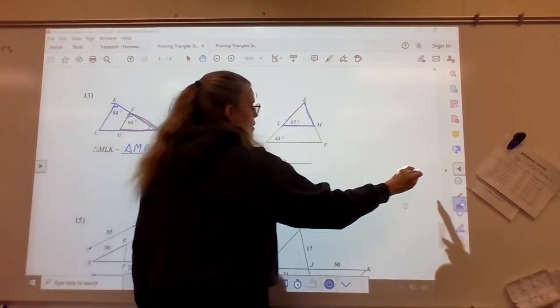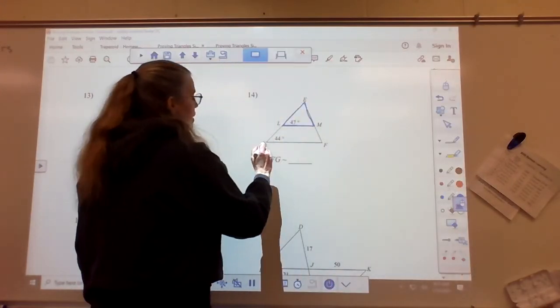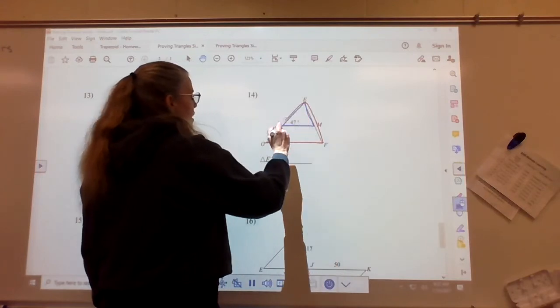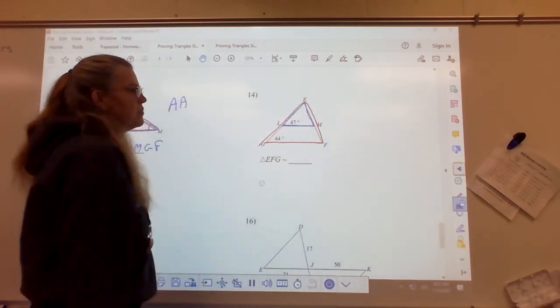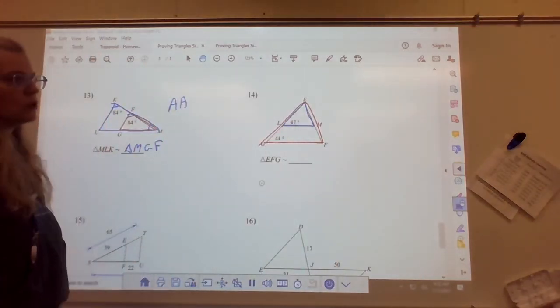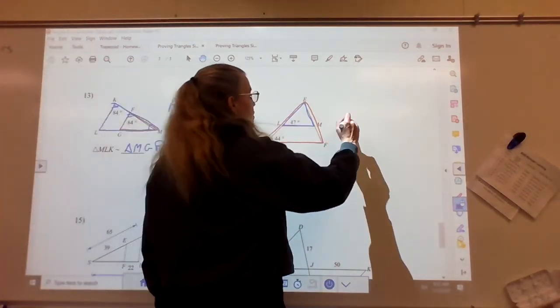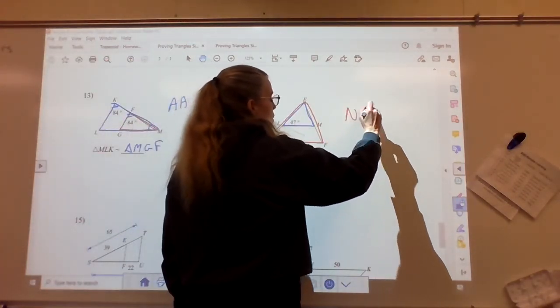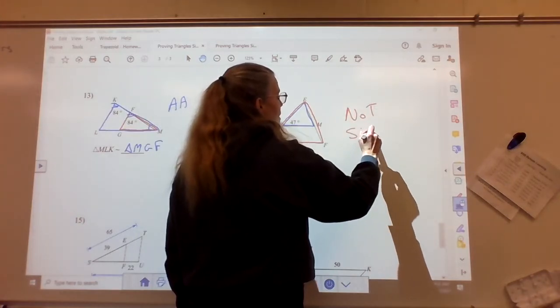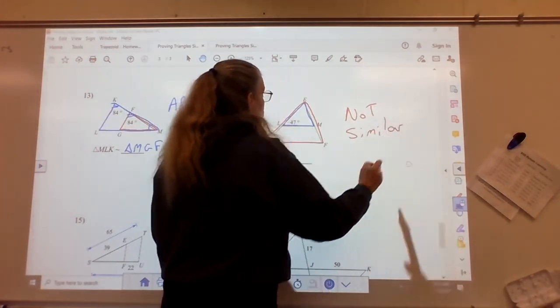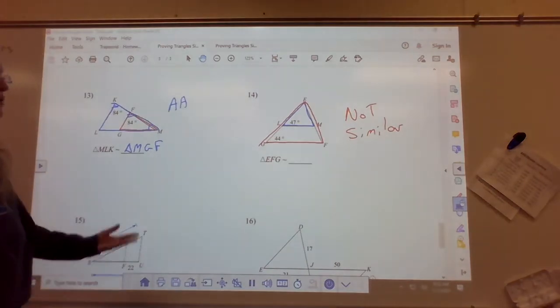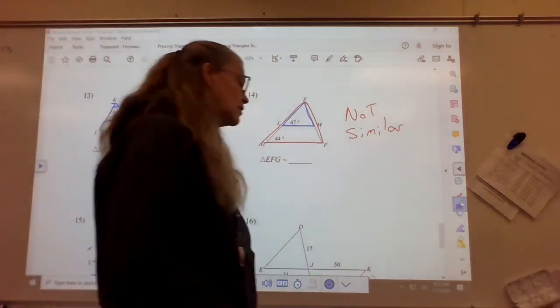Now 14, again, these get stacked. I've got this one, and I've got this one. But right away, I see that 44 isn't the same thing as 47, so it doesn't work. This one was the same. This one wasn't. So it's just not similar. It doesn't work. And again, if it's not similar, don't write the similarity statement because it didn't work. Last two.